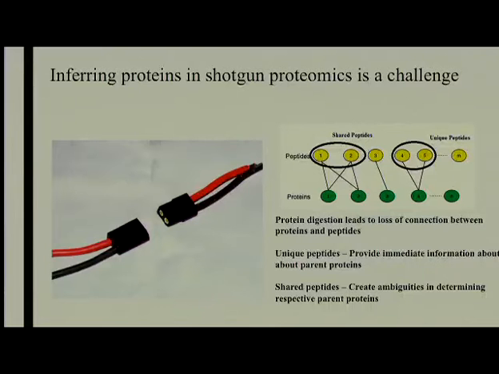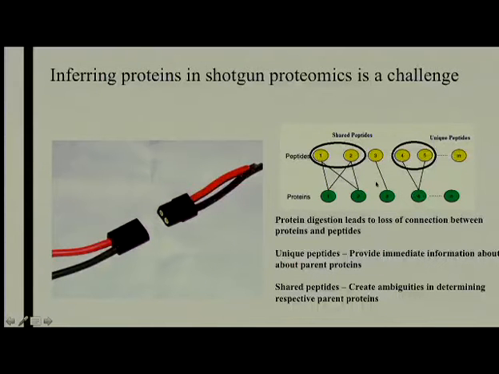And once the peptides are identified, the next step is to infer proteins based on the observed peptides. And this could be a challenging process in shotgun proteomics, because upon digestion, there's a loss of connection between proteins and peptides. You generate two kinds of peptides. You have the unique peptides, and these are peptides that are mapped to a single protein. So for instance, peptides 4 and 5 are only linked to protein 4. So these are unique peptides, because they only tell you about a single protein in the sample.